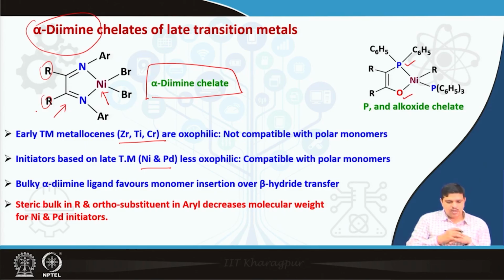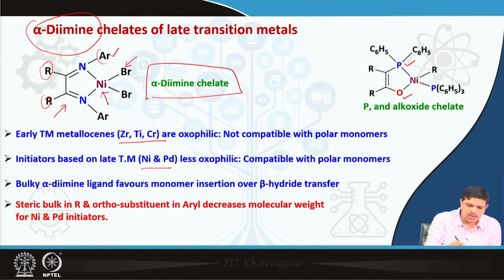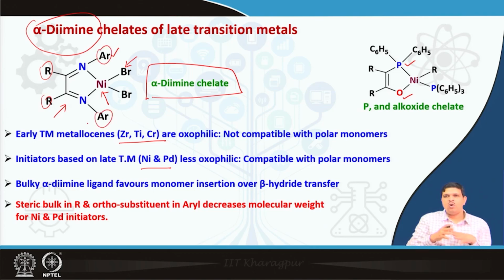However, steric bulk in R or the ortho position here, see what will happen: the molecular weight decreases, because you are putting steric hindrance on this side. So this side has to be open. Otherwise we should not put any other sterically hindering group here. It should be a simple phenyl or maybe para substituted, not ortho substituted. Then there will be less activity of these polymers.